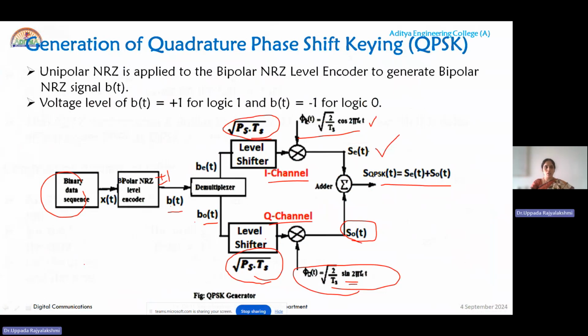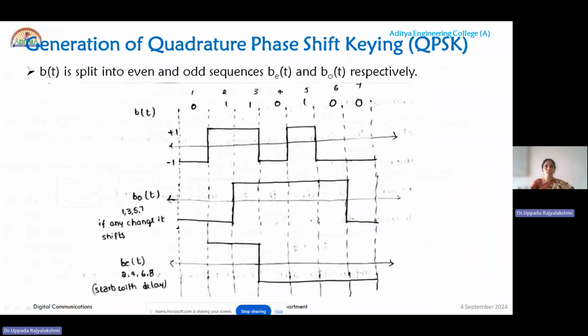So this is the generation principle of QPSK. And now, let us see how b(t) is split into even and odd sequences. This is our original sequence, 0, 1, 1, 0, 1, 0. If you see b_o(t), the odd sequence starts at odd numerals, that is 1, 3, 5, 7, and it remains the same till the next odd interval arrives. Similarly, b_e(t) occurs only at even intervals 2, 4, 6, 8.